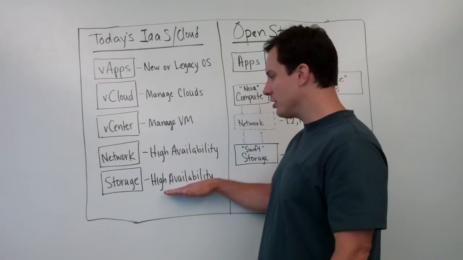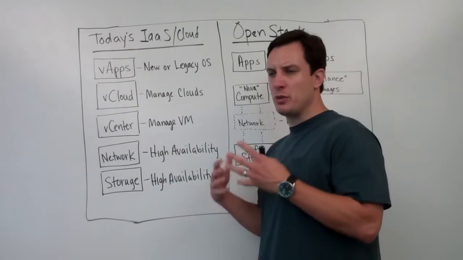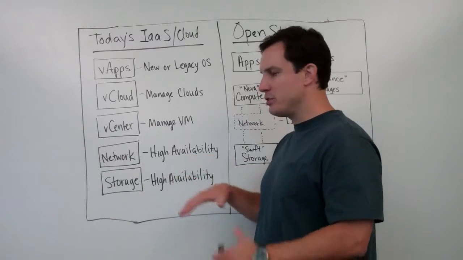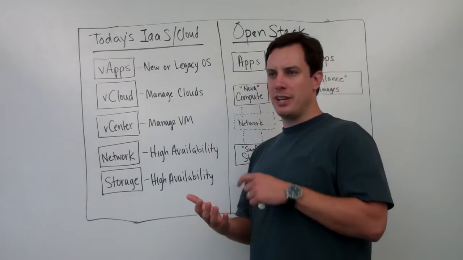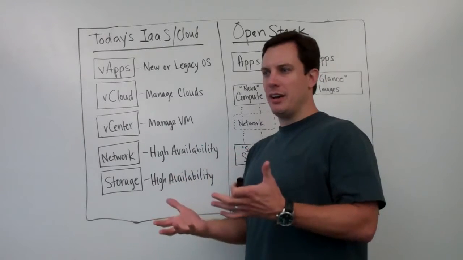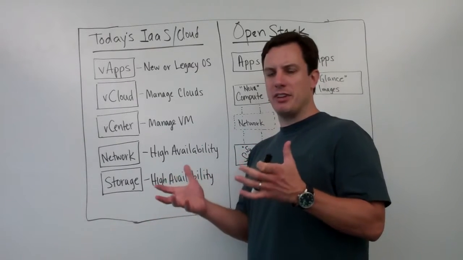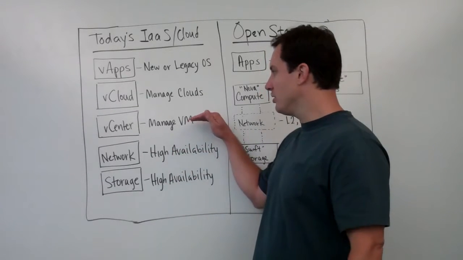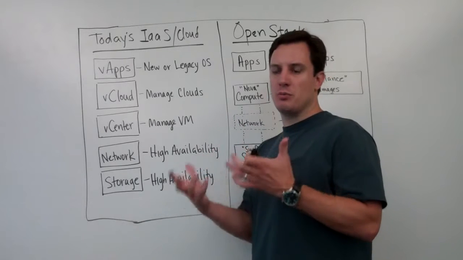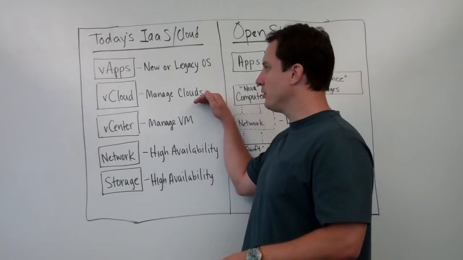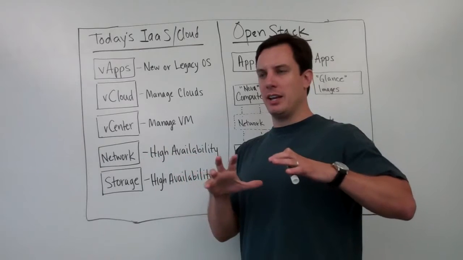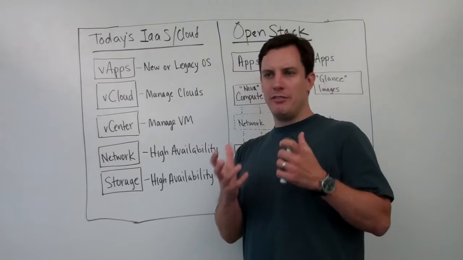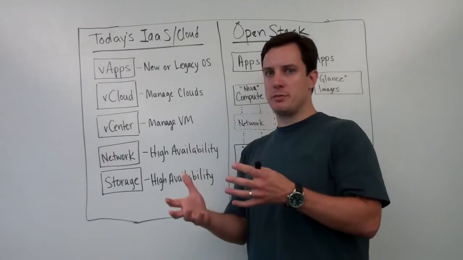You've got storage, which is built to be highly available using RAID and a number of other high availability technologies. You've got the network infrastructure, which is built to be highly available using HSRP, VRRP, VSS, multi-link, lots of high availability capabilities within the infrastructure, both at the network and the storage layer. You've got something that's going to manage your virtual machines, something like vCenter. You've got something that's built to manage clouds, or the concept of tenants or customers or multiple groups of VMs that are for a specific business or a specific function.